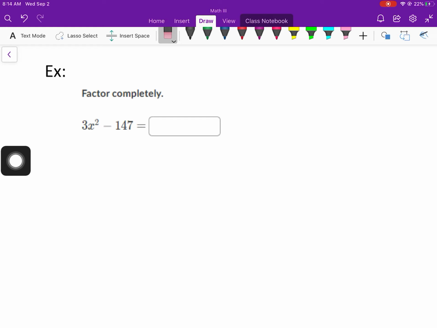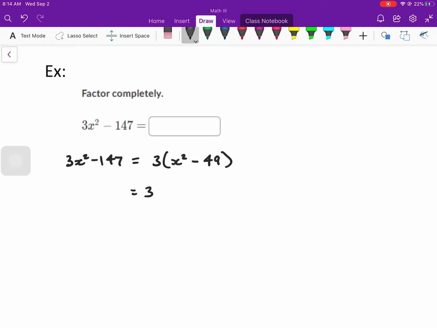And the answer is yes. So we're going to start with that, and that is a 3. I can divide a 3 out from both of those. So I can rewrite this 3x squared minus 147 as 3 times x squared, and I'm going to go ahead and do 147 divided by 3 is 49. Then from there you could see that x squared minus 49 would be x plus 7, x minus 7.